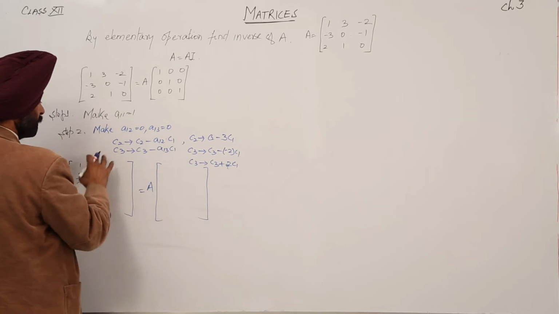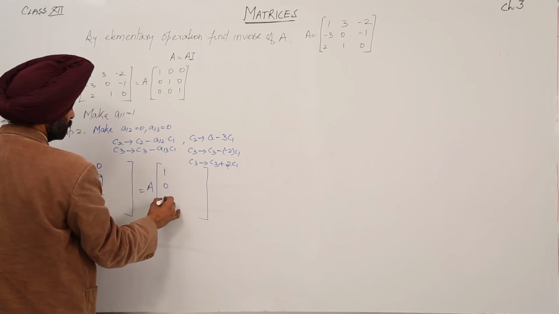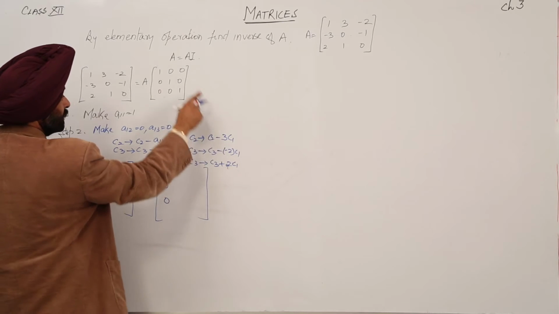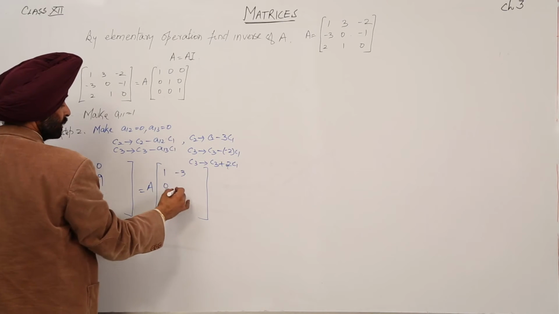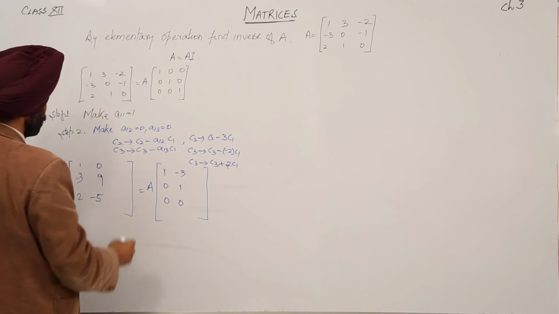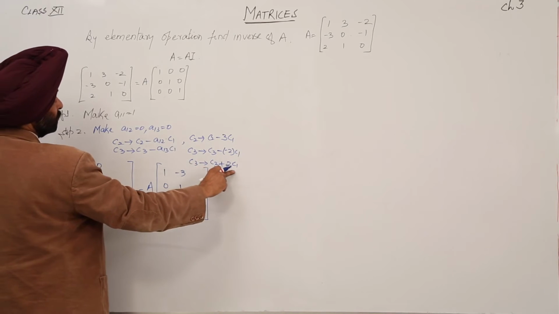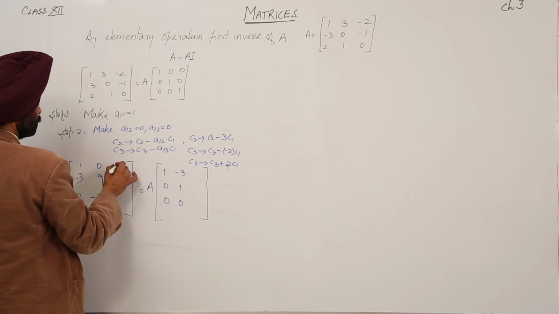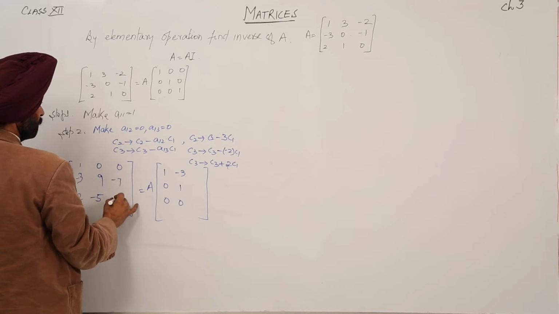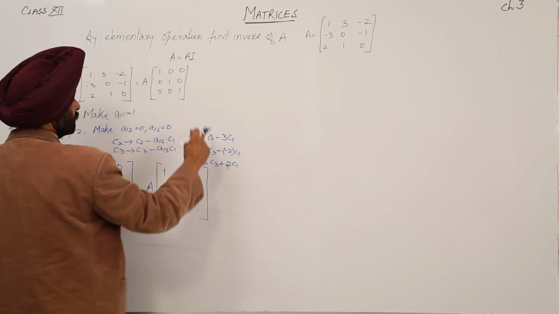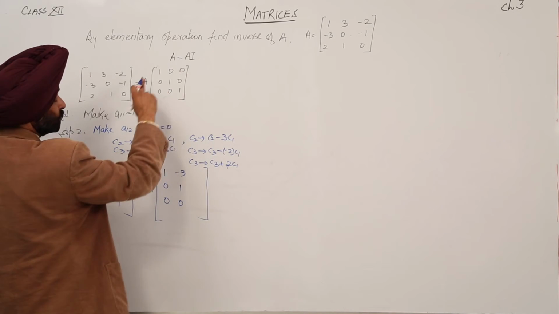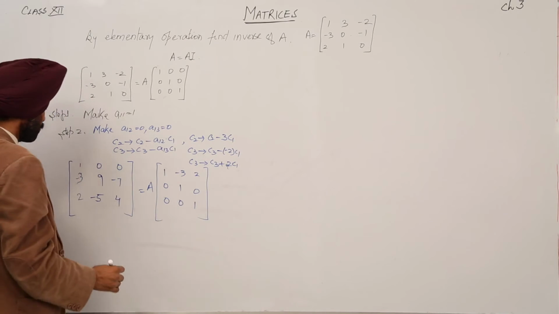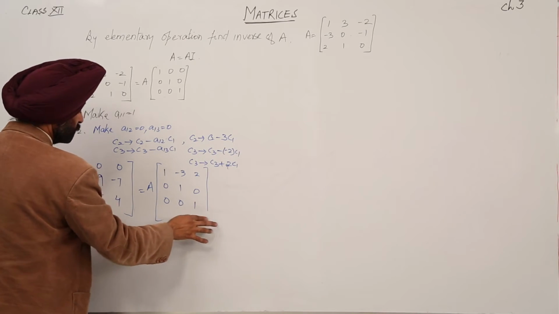Now we are applying the same for this one, 1 0 0. Now this 0 minus 3 times 1 is minus 3. Similarly, it will be 1 and 0. Now for this part, C3 plus twice of C1, so this will become 0, minus 7 and 4. And similarly this side, 0 plus twice of C1, so it is 2 0 1. Okay, so this is step 2.